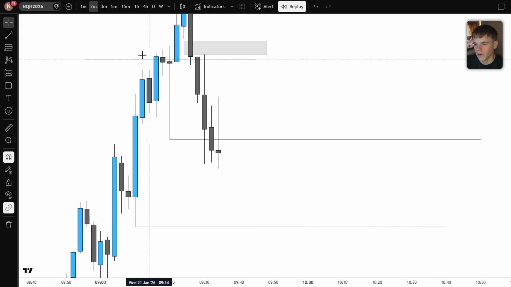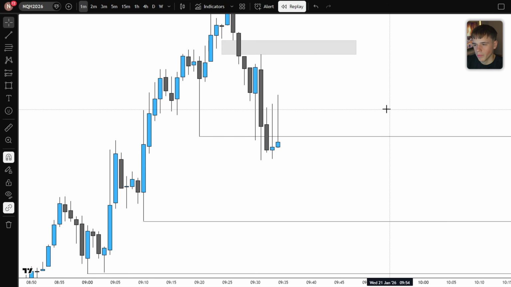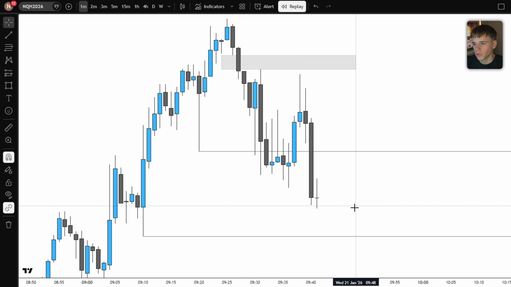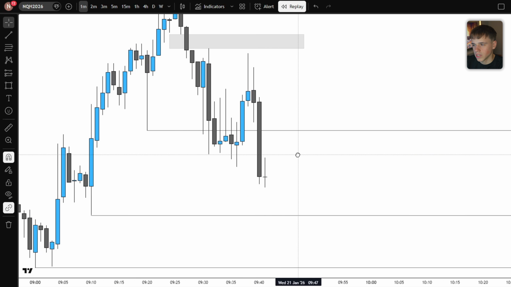The 2-minute has the same fair value gap. Let's see the 1-minute. The 1-minute does not have any fair value gap. So what do we do in this example? We just fast forward the market, we wait, and let's see what the market has to offer us. So we made a little spike to the upside, and here it is. Here is the fair value gap.